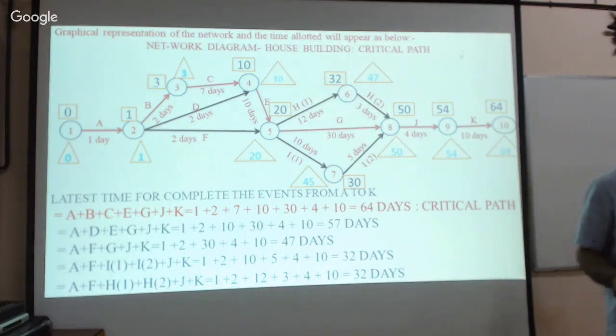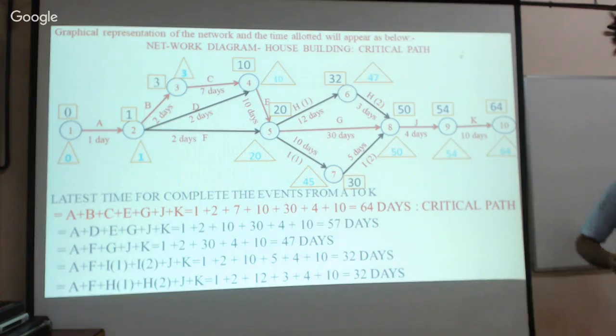Understood? And similarly for the second, the I event, 10 plus 5. How many days do we want? 15 days to reach event 8, to complete I1 and I2. That is, 15 days are required. But the time available here is 30 days. Therefore, the extra time available here is 15 days. Understood? Got it? So this is the analysis. This is how we can understand.